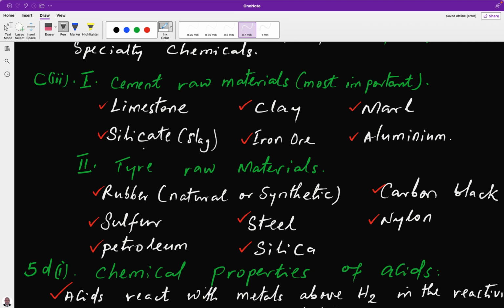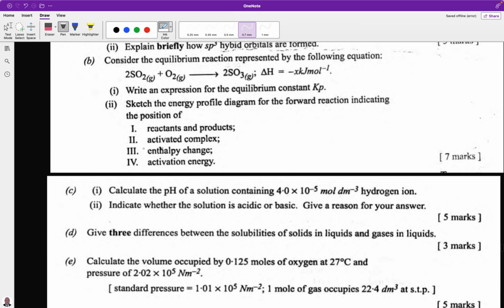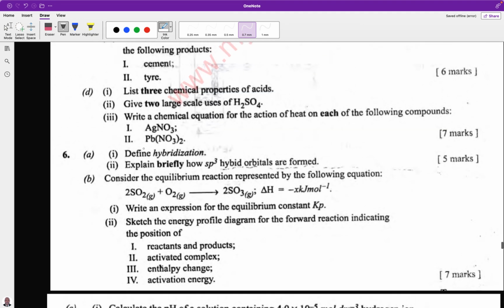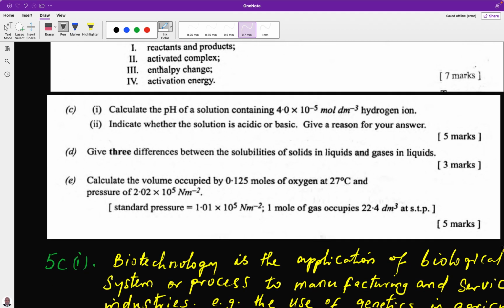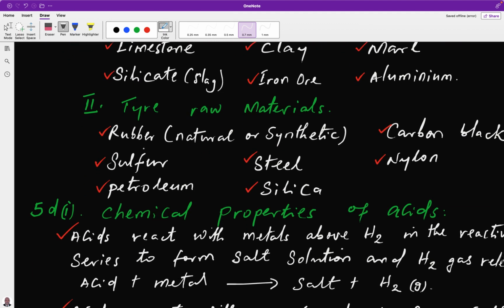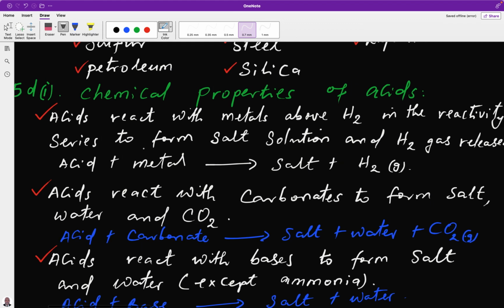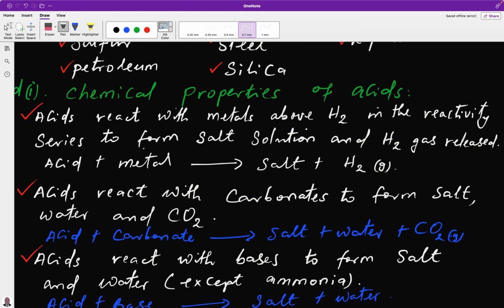Let's go to 5D. Question 5D1: list 3 chemical properties of acids and the uses of sulfuric acid. What are the 3 chemical properties of acids? There are 3 major chemical properties of acids. The first chemical property of acids is that acid reacts with metal. Acid will react with metal.